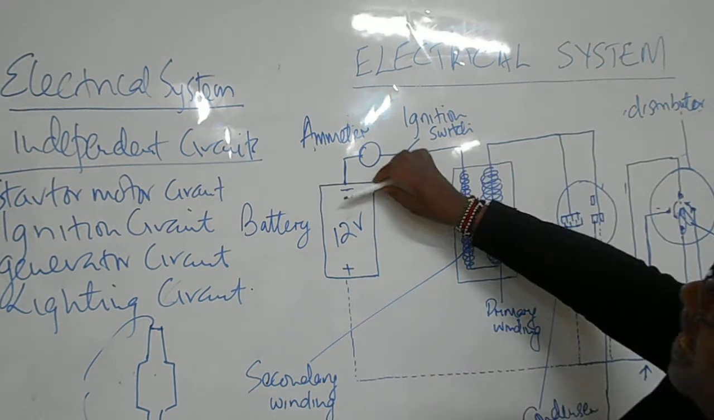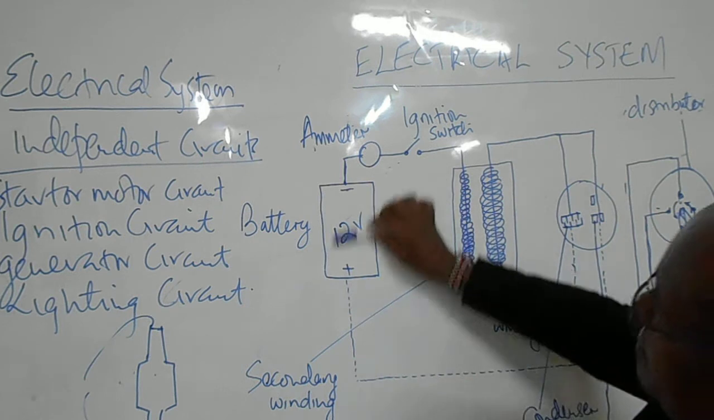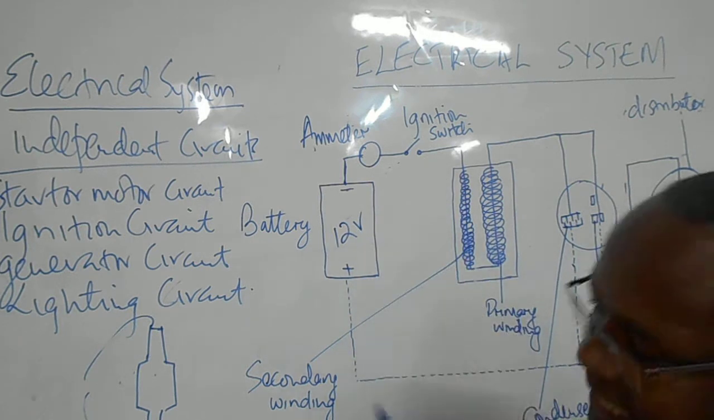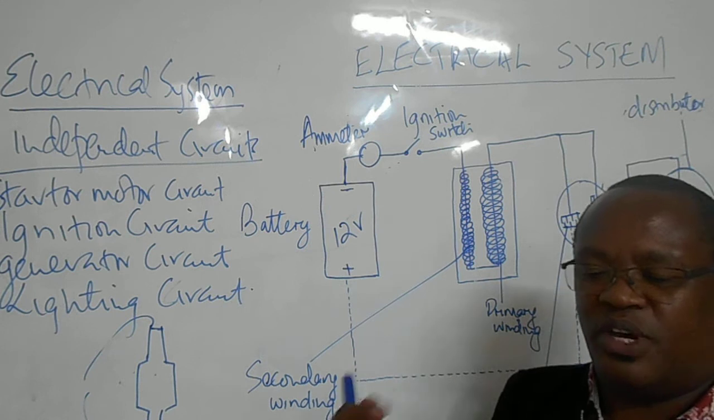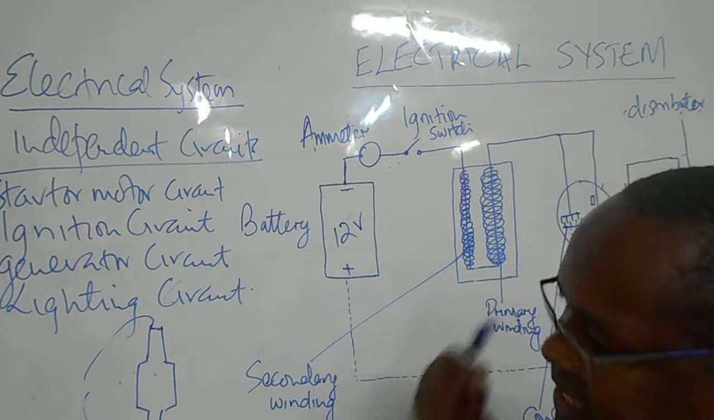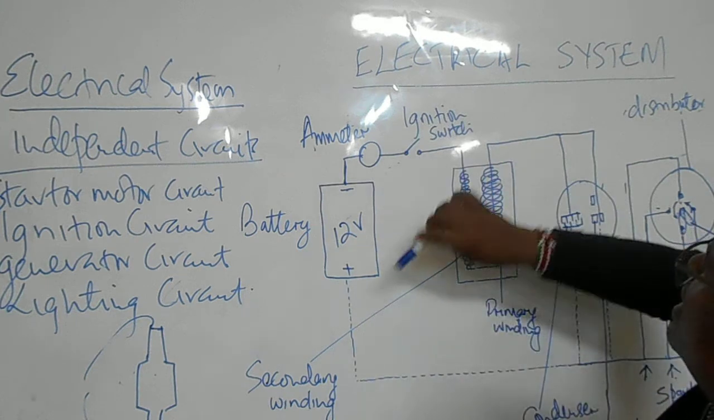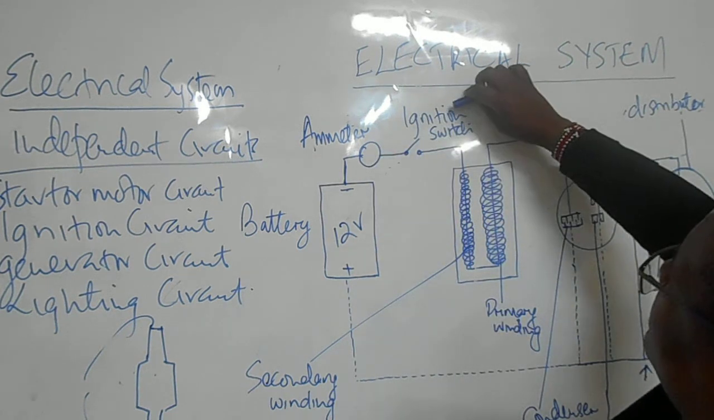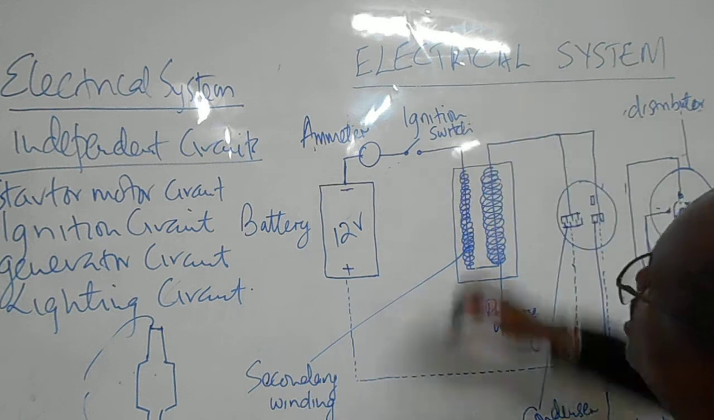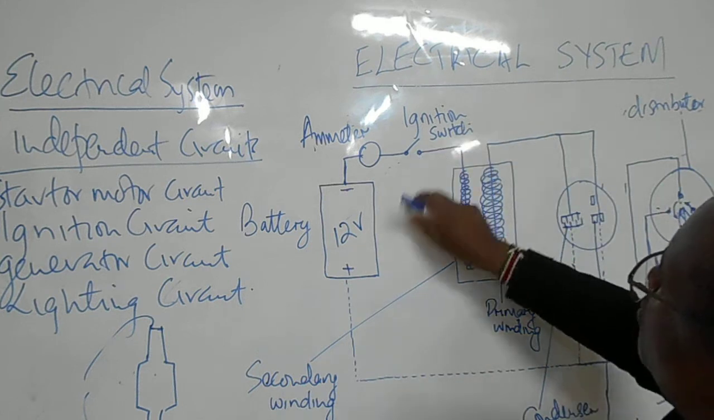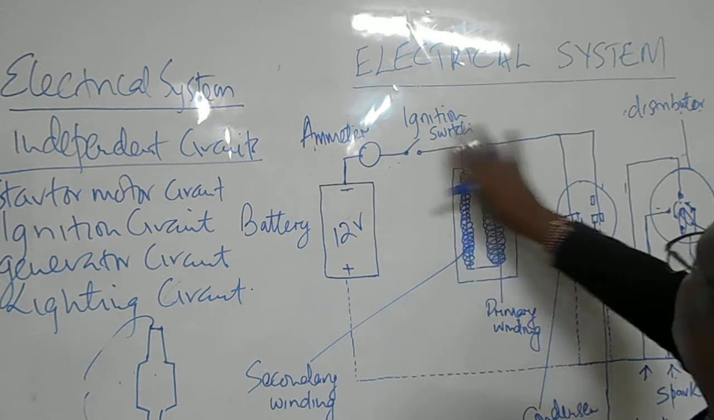Now, we have the first part here, the battery. This battery is the ordinary battery that has 12 volts. There are 6 cells and each cell has 2 volts. Then the ammeter to measure, of course, the current. Then we have the ignition switch. When you switch it on, the current starts flowing.